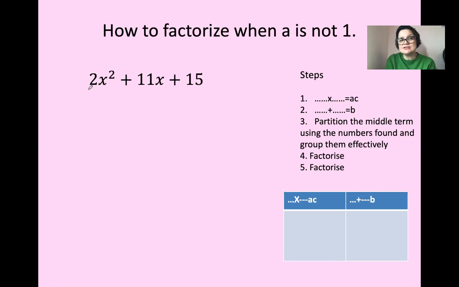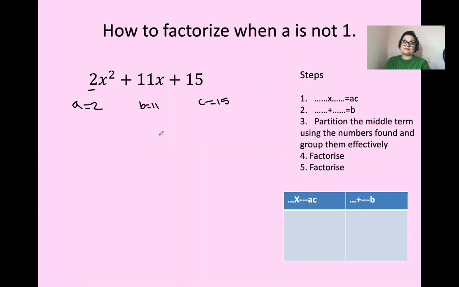So can you see this digit here? Opposite x to the power of 2 is a. And in this example, a is 2, b is 11, and c is 15. We are going to use exactly the method of splitting the middle term and factorizing.